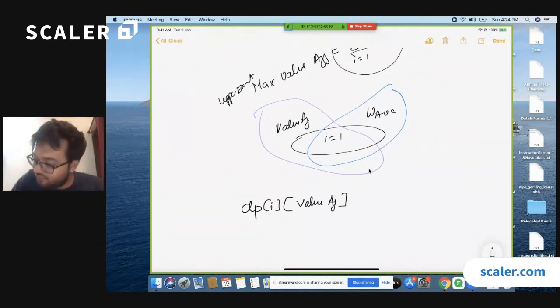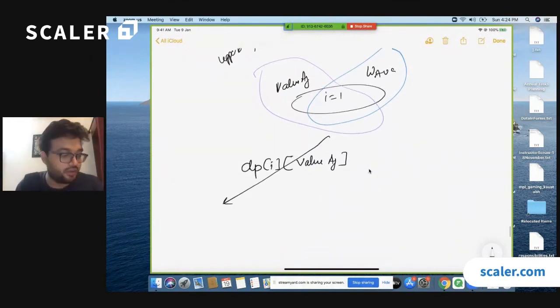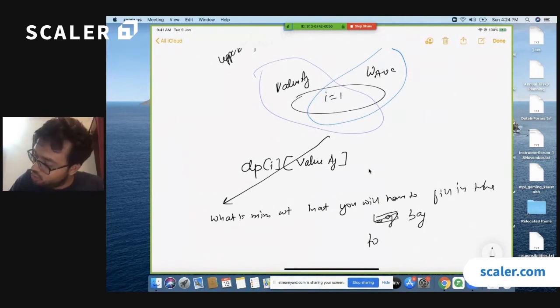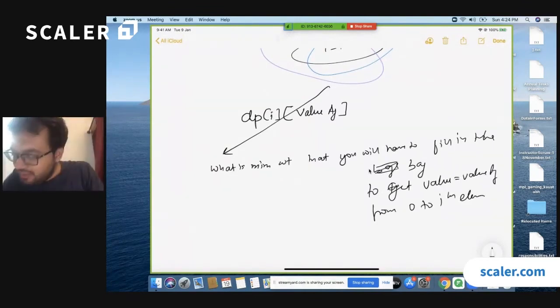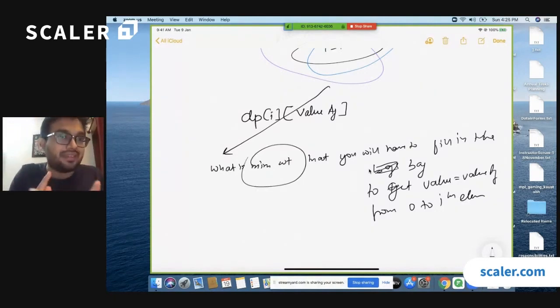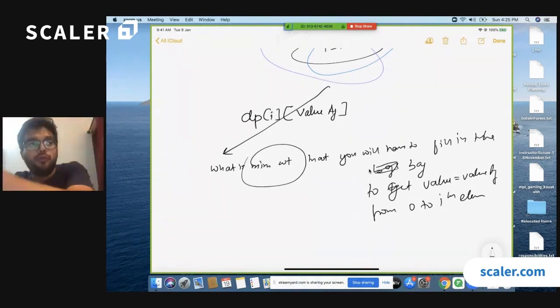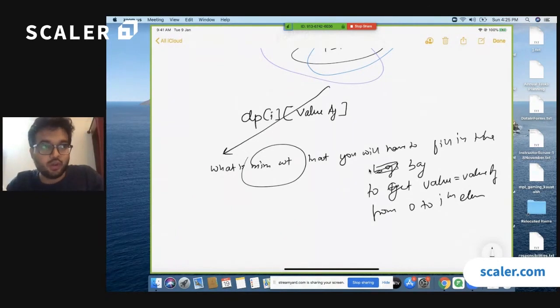Okay, and the answer that this is going to give you is, let's say, the minimum weight that you will have to fill in the bag to get value equal to value aggregated from 0 to ith elements. You would want to figure out the minimum weight. Here you do not want to maximize anything, you want to minimize the weight, because you are filling weight now, assuming that you have the value filled. Does that make sense to you, folks? So you are filling weight now.